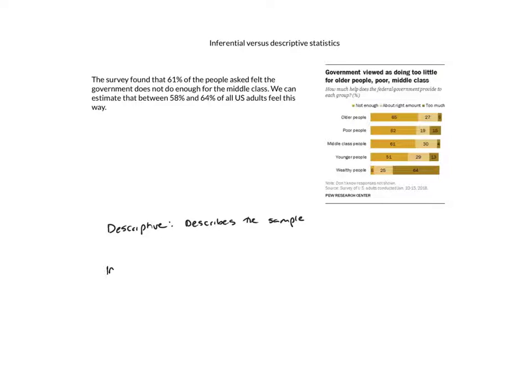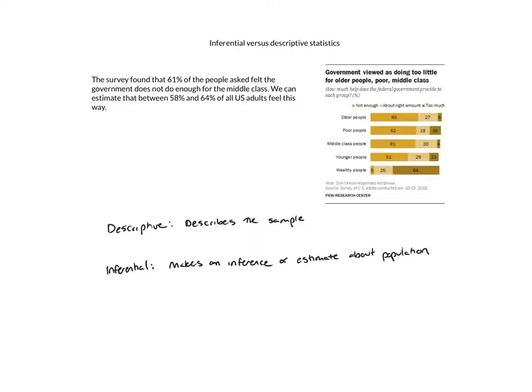Now, this is different from an inferential statistic. An inferential statistic makes an inference or an estimate about a population or future samples. So descriptive actually describes what happened. Inferential makes an inference or an estimate about what's going to happen. Now, in a lot of cases, we won't have both an inferential and a descriptive. The example here, we actually do.